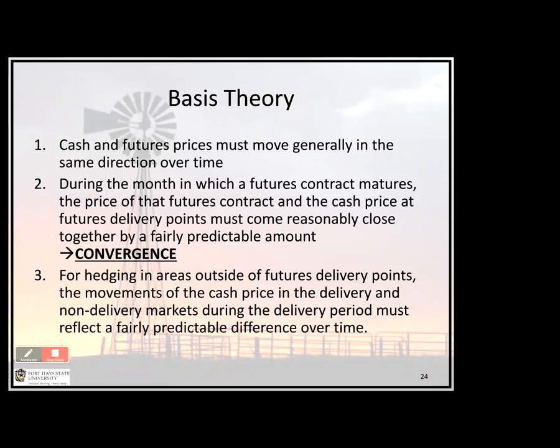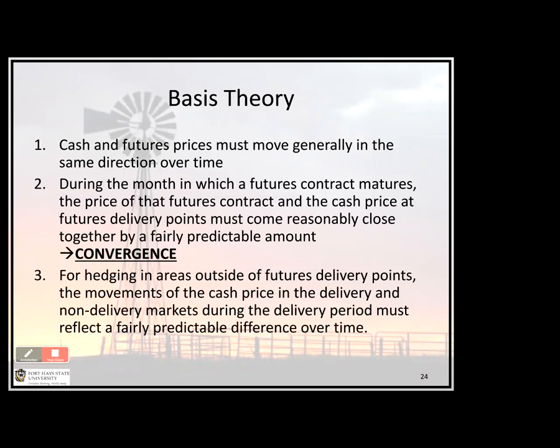All right, so now we're going to go a little deeper here and talk about convergence. During the month in which a futures contract matures, the price of that futures contract and the cash price at futures delivery points must come reasonably close together by a fairly predictable amount. Okay, so what does that mean?